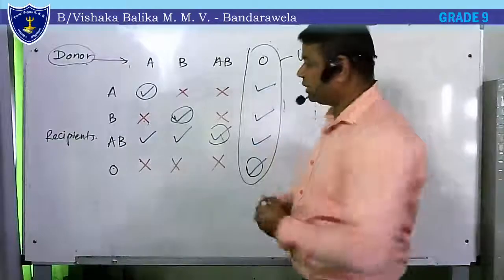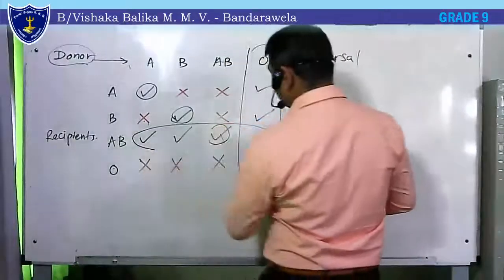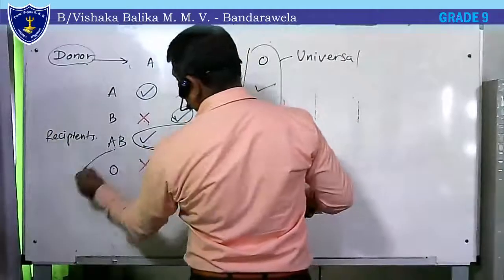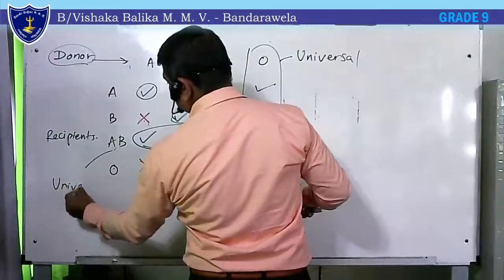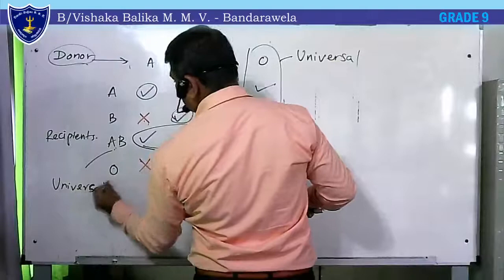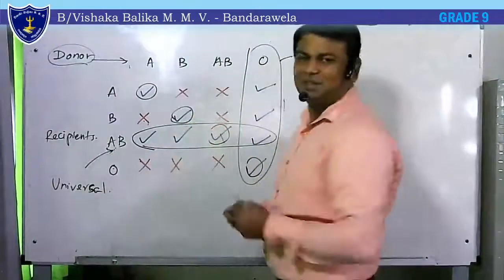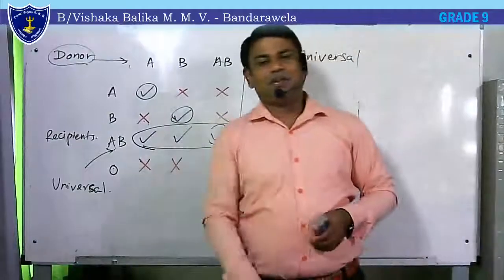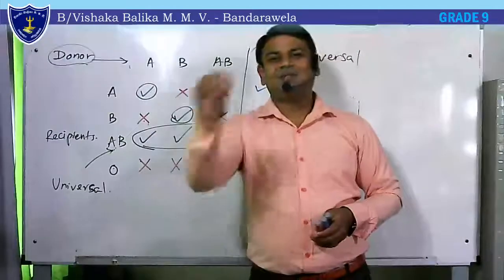There is one who can take blood from any. That is AB. AB can take blood from any. Therefore, AB is called the universal recipient. So the problem is solved. Then we can transfuse blood from one soldier to another.